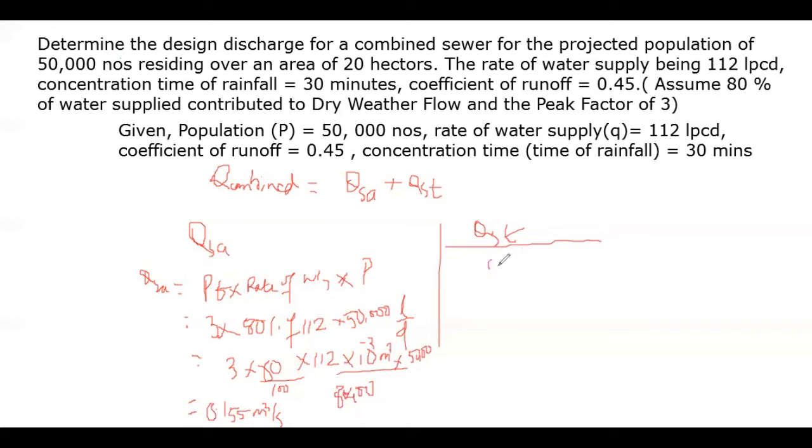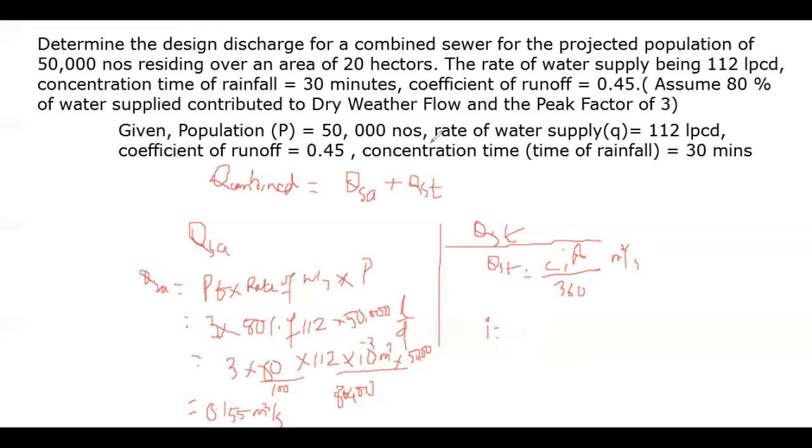Okay, now for Q storm. Q storm is given by the formula CIA by 360, where C is our coefficient of runoff, I is the rainfall intensity in mm per hour, and A is the area, and this result will come out in cubic meter per second. Now for this, we have to find the intensity of rainfall first. The intensity of rainfall I can be given by the British Ministry of Health formula.